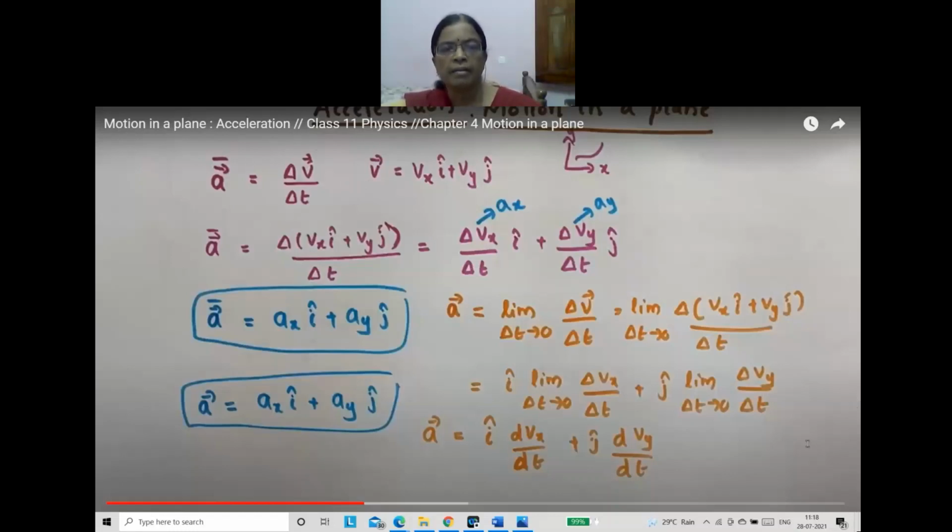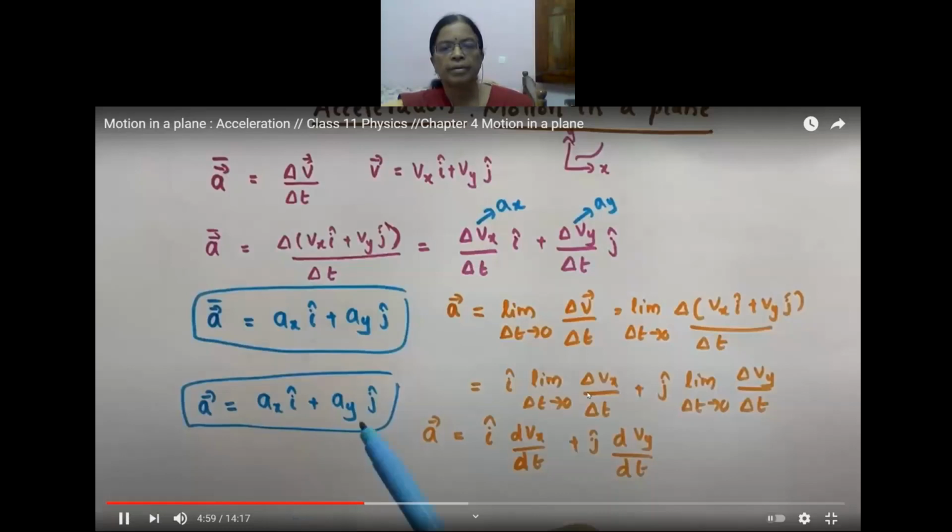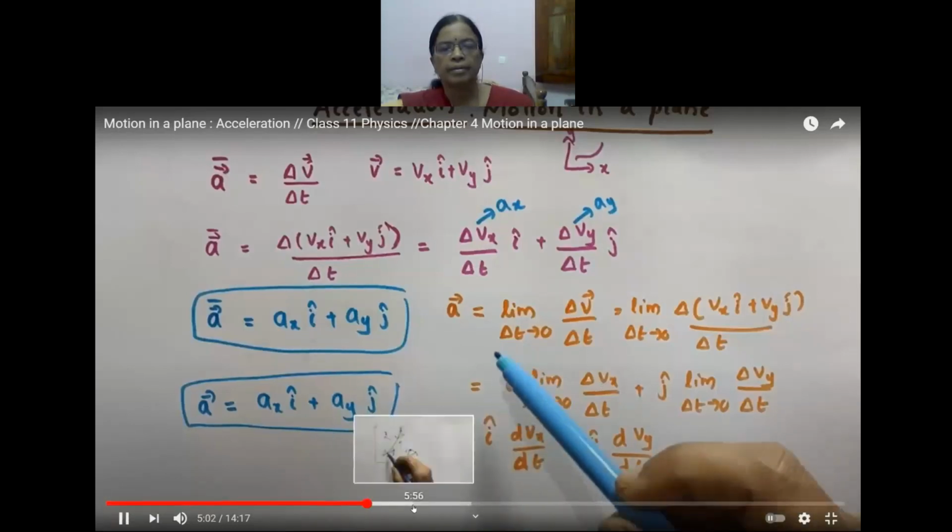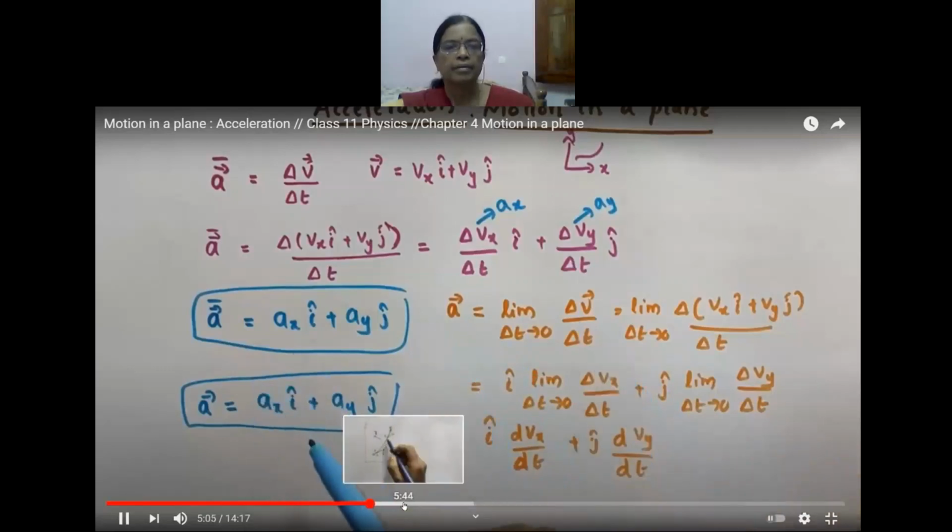Acceleration is change in velocity by time. So what is the direction of acceleration? Anyone can tell. Bhagat? Direction of velocity. Direction of change in velocity. Okay. Direction of change in velocity. Acceleration's direction is in the direction of change in velocity. That is the direction of acceleration. Okay. Let us see that. That is, in the limit delta t tends to 0, the average acceleration becomes the instantaneous acceleration.